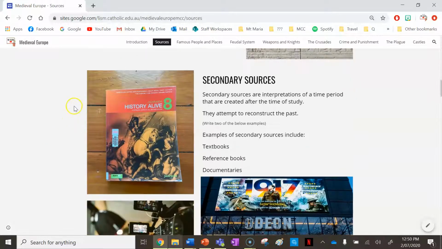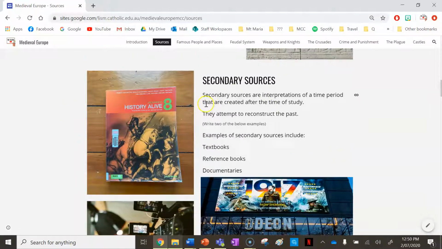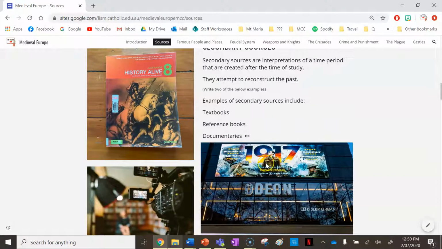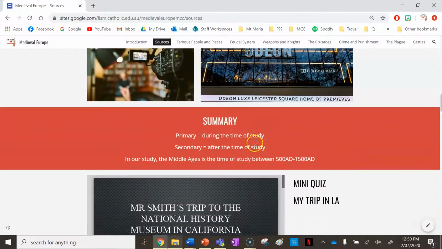Secondary sources are made after the time of study, and they are attempts to interpret or recreate the past or the time period that you're studying. Examples of secondary sources are textbooks, like the Year 8 Jacaranda textbook here, reference books and documentaries. Here we've got a photo of someone making a historical documentary. We've also got the movie 1917, which is technically a secondary source for World War One.